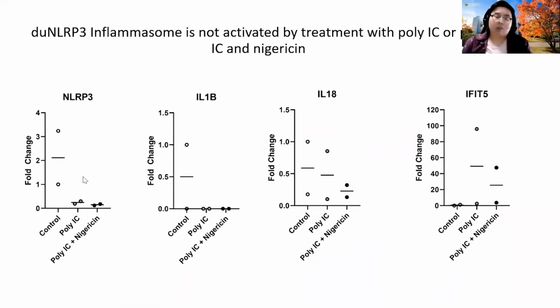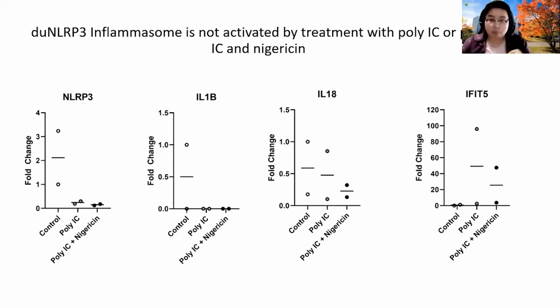The other thing I wanted to look at was the duck NLRP3 inflammasome activation. I took some duck embryonic fibroblasts and treated them with poly-IC or poly-IC and nigericin. Nigericin is a known NLRP3 inflammasome agonist, and poly-IC mimics a viral infection. With the NLRP3 inflammasome, you have to prime before you activate. The poly-IC is that priming step, and nigericin is the activating step.